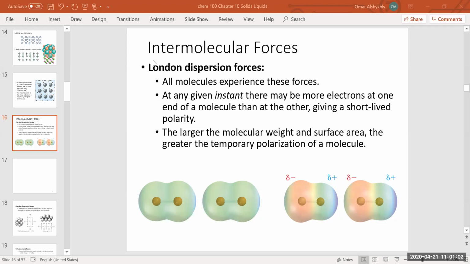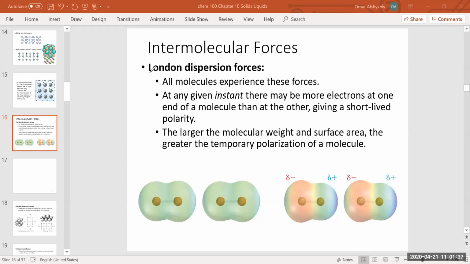We will talk and practice about the intermolecular forces. There are three types of intermolecular forces used to decide which molecule has a higher or lower boiling point, or even which has a higher melting point, by understanding the intermolecular forces that exist in the molecule. We have three types that we need to study here.